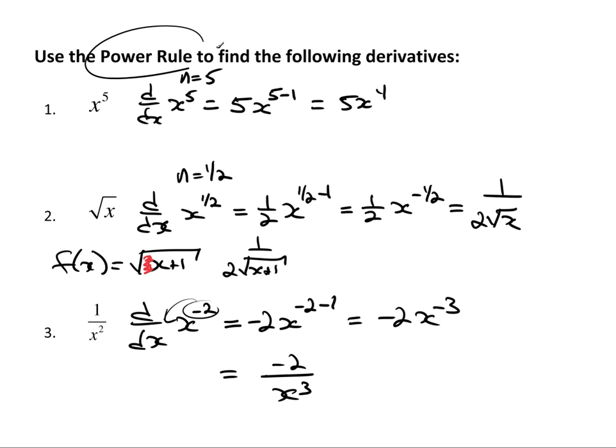So that is the power rule. Very, very, very powerful. If I have something in the form of x to the n, then d dx of x to the n equals n times x to the n minus 1.